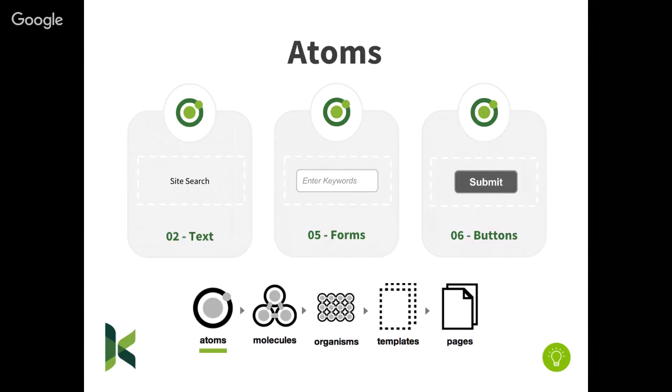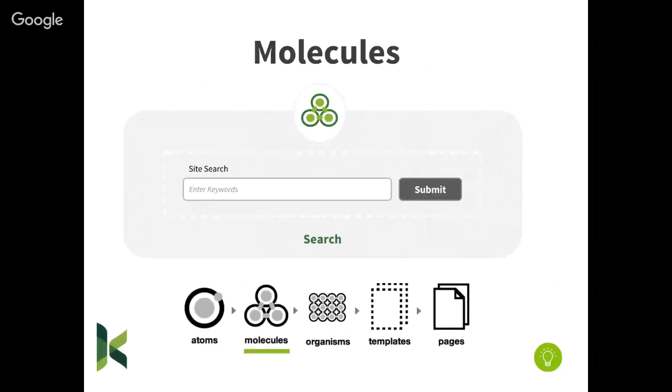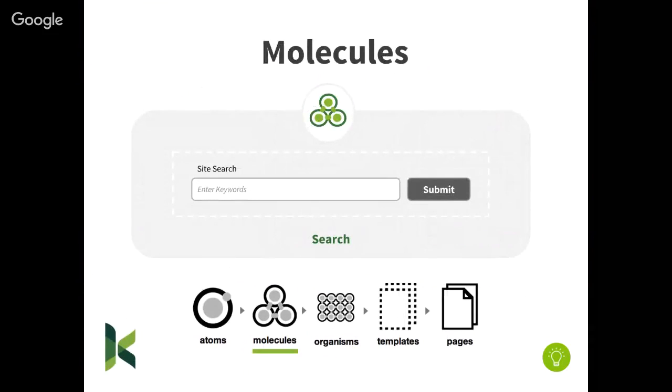And how does that combine? So now you start to see what a molecule might look like. We've taken that text and put it together with this input, and we've put a button with it, and now we've got a molecule called search. And then we can repeat that search throughout the site, and it's always going to look the same. Or if it needs to look different, it can. We just make a variation of it.